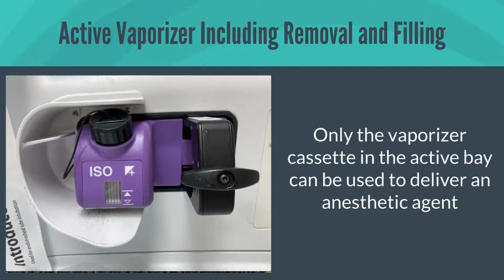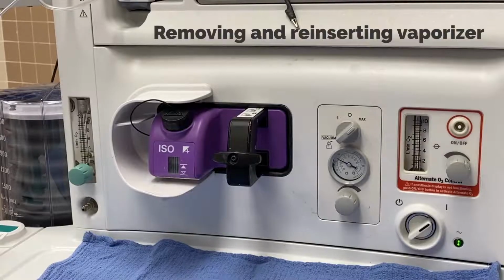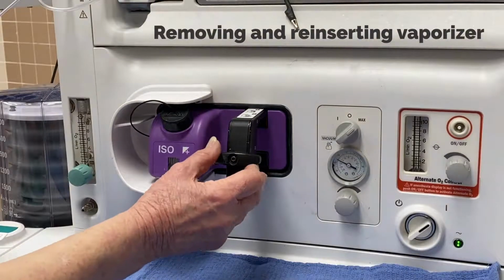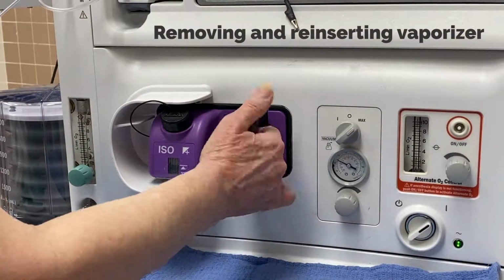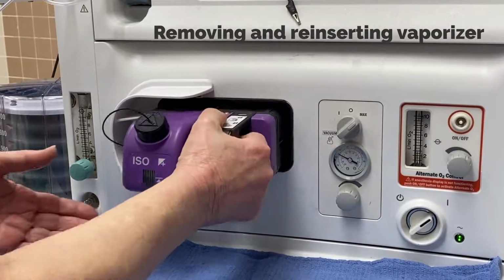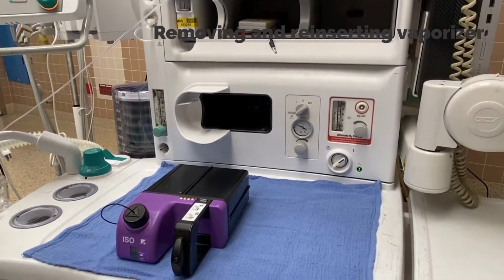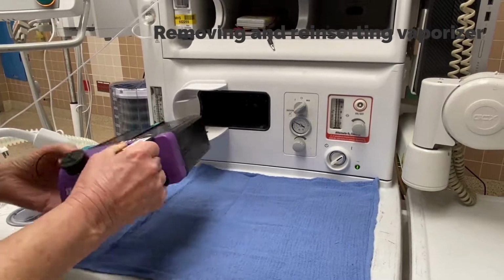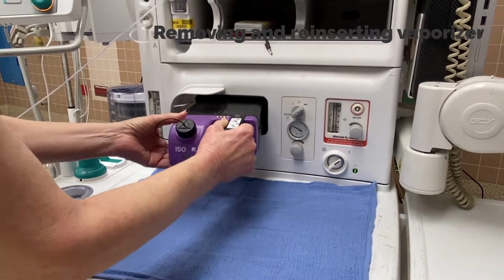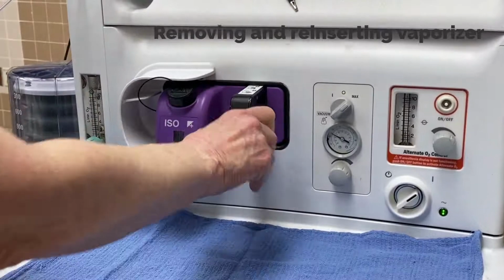Only the vaporizer cassette in the active bay can be used to deliver an anesthetic agent. To remove the active vaporizer, turn the lock switch vertically, grasp the cassette by the handle, and pull on the release lever while gently sliding the cassette out of the active bay. To replace, slide the cassette into the bay, clicking it into place before turning the lock switch horizontally to secure.